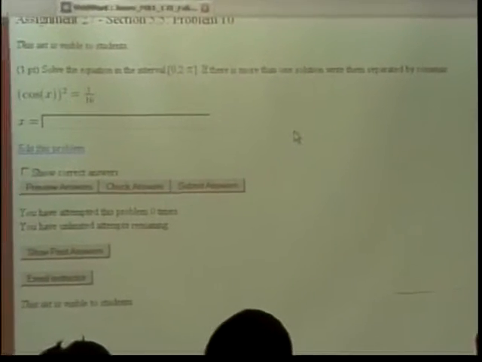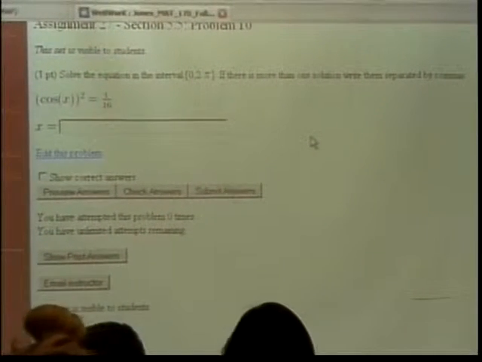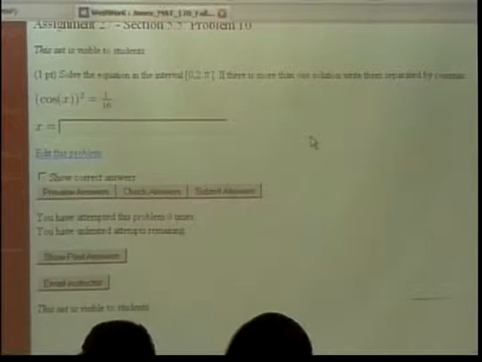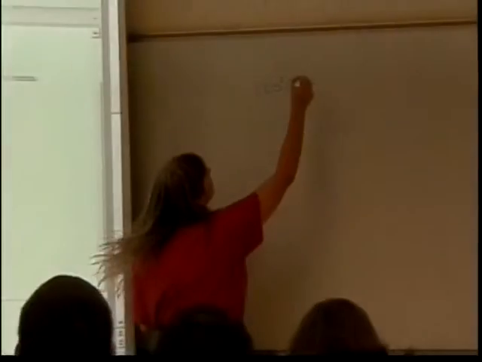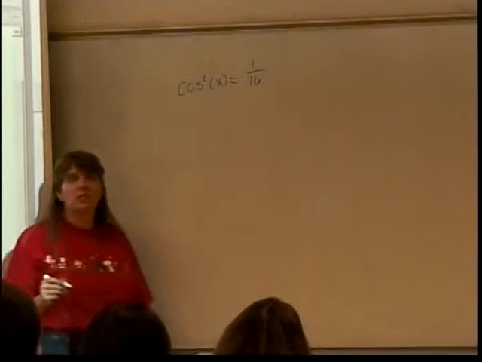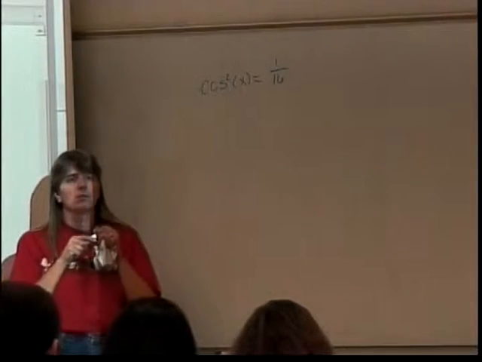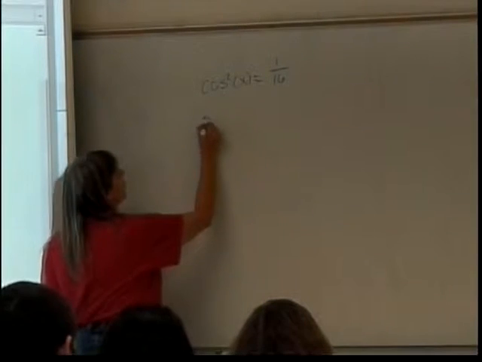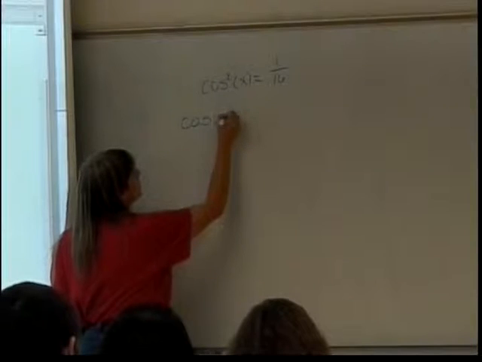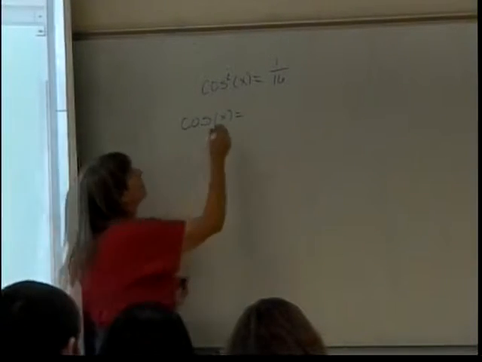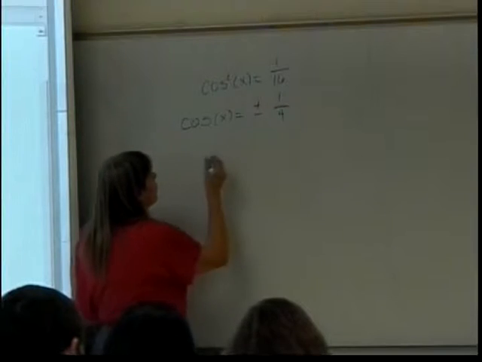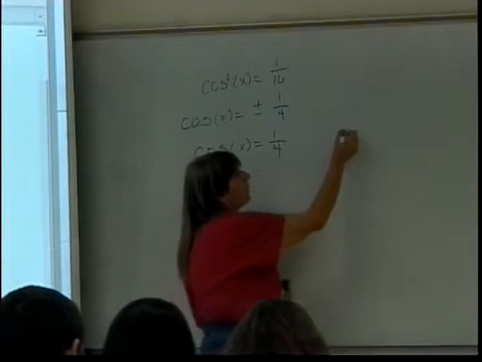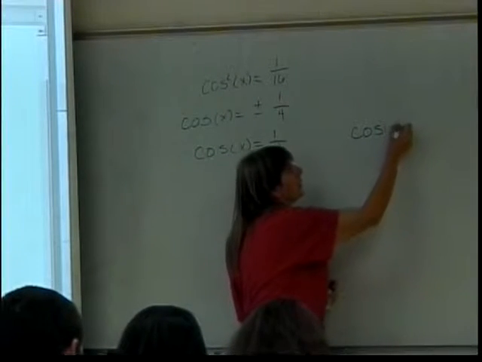From the sine version. I think it's a little easier because your answers come out nicer. So we have cosine squared of x is equal to 1/16. What's our first step here to find what x is, what the angle is? Take the square root, so that'll give me the cosine of x is equal to plus or minus 1/4. So that's two equations. The cosine of x equals positive 1/4, and the cosine of x equals negative 1/4.